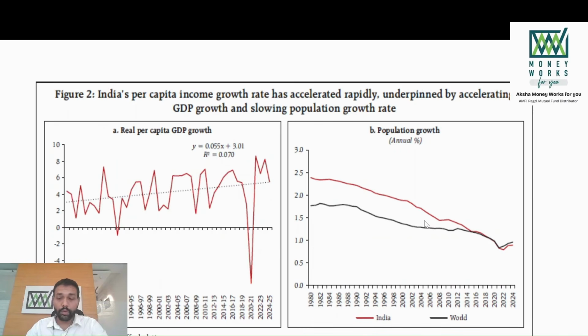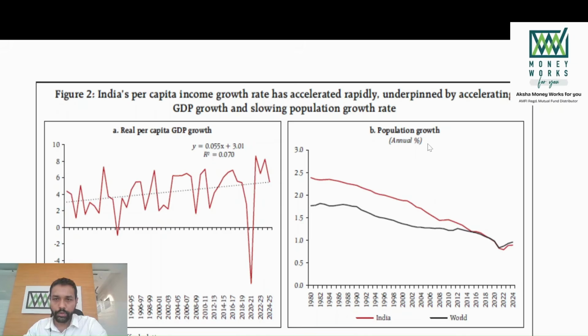The next chart is the GDP per capita for the country. Also over here you can see a gradual increase in per capita GDP growth. Earlier it used to be about 2-3%, 4%. Now we are at about 5.5%, above the long-term trend line. That is one of the positive signs.